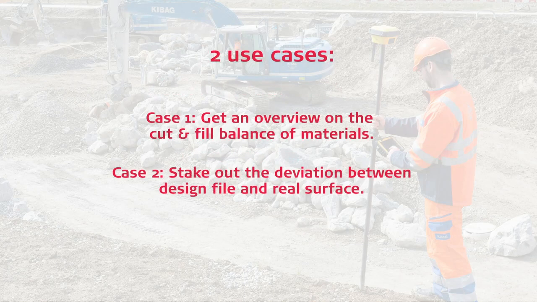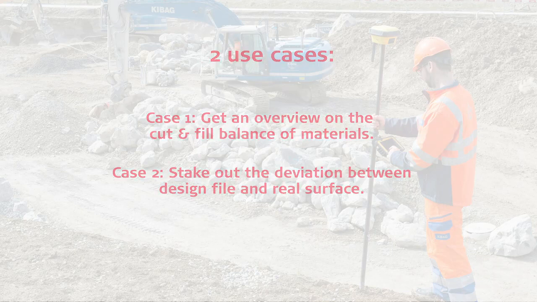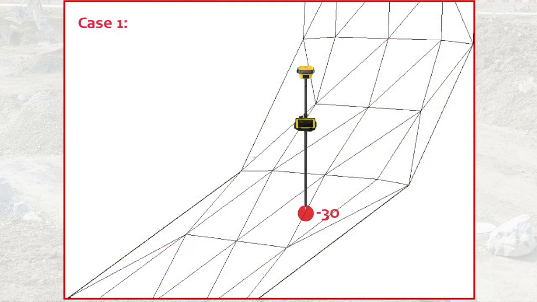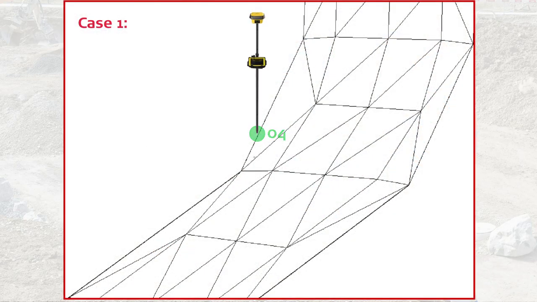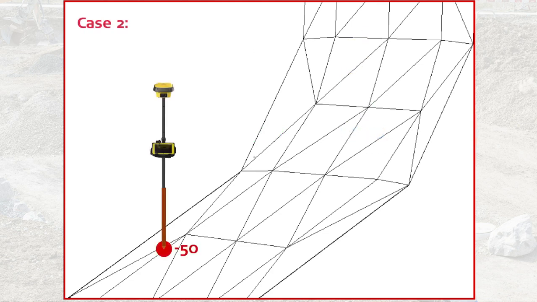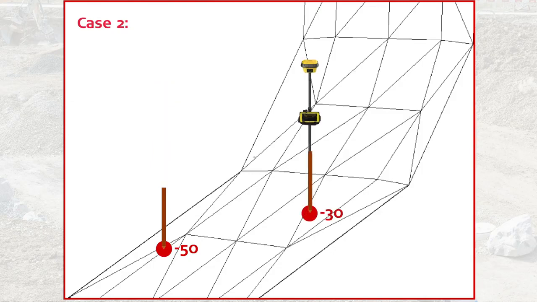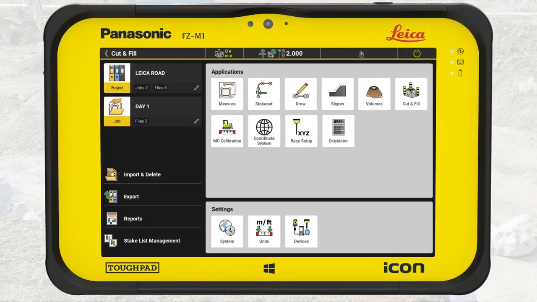This video is a very basic stakeout introduction where we focus on two use cases. 1. Go with the rover on an existing surface and get an overview of the cut and fill balance of materials. 2. Stake out the deviation so the grading crew knows how much to cut or fill. Here we show you the principles using very simple example data, but the data you will encounter on job sites will most likely be more advanced.